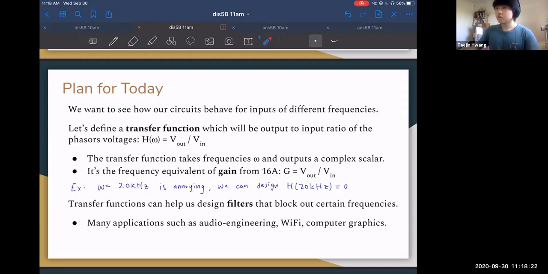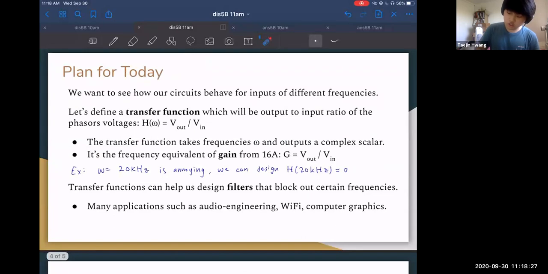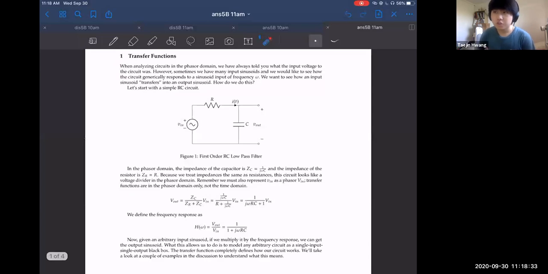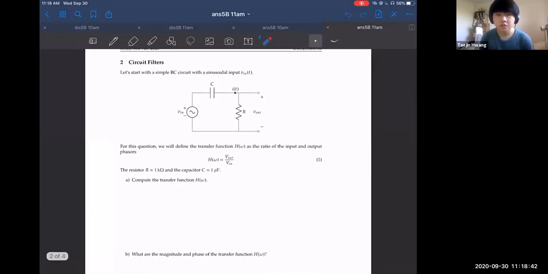If we don't have any questions, let's take a look at the discussion worksheet for today. I've mainly gone over the meat of what's in the first page, so let's take a look at the second question, which is on circuit filters. And here we just have a simple RC circuit. Notice how the capacitor and resistor are kind of switched, but you can still analyze this circuit. And we're going to assume there's some sinusoidal input V in of t. So I'm going to give everyone a minute to work on this.